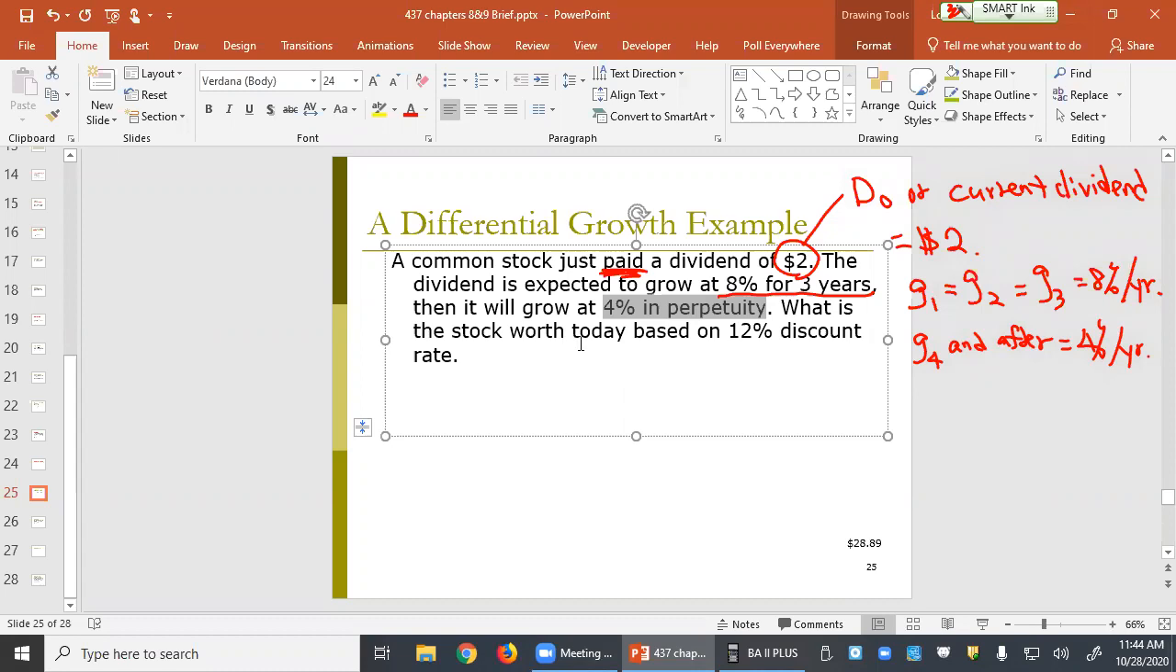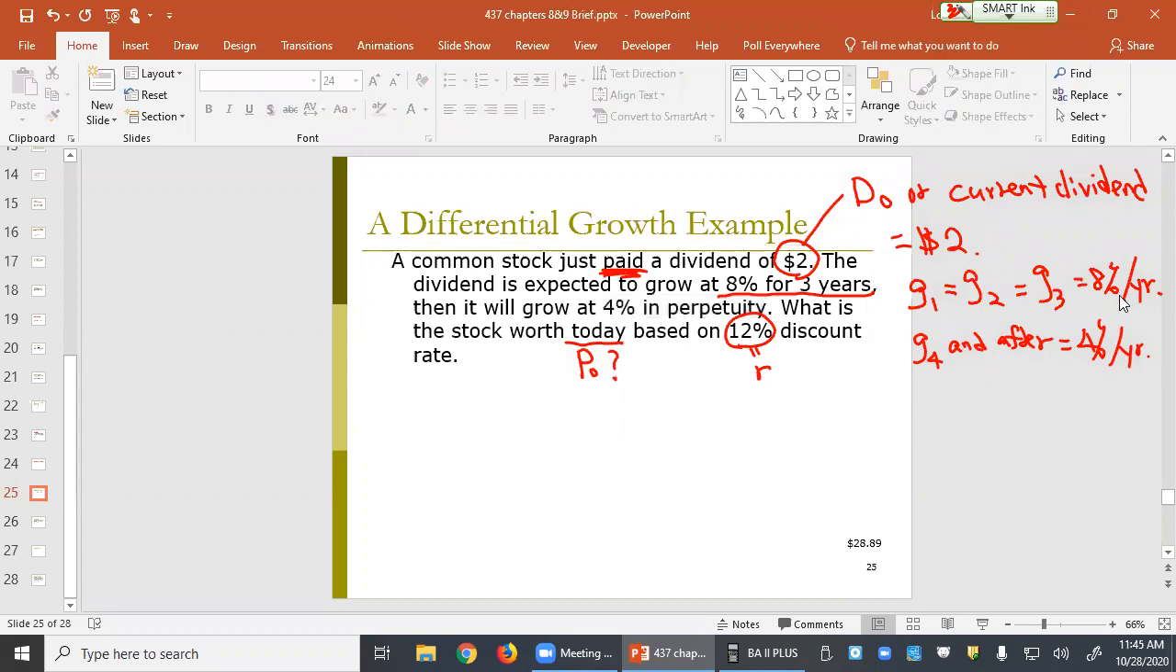So what is the stock worth today? We're solving for P0, based on a 12% discount rate, this is our R. When more than one growth rate is given to us, it should be very obvious that we have a variable growth scenario here. Therefore, we have to use the 3-step procedure.